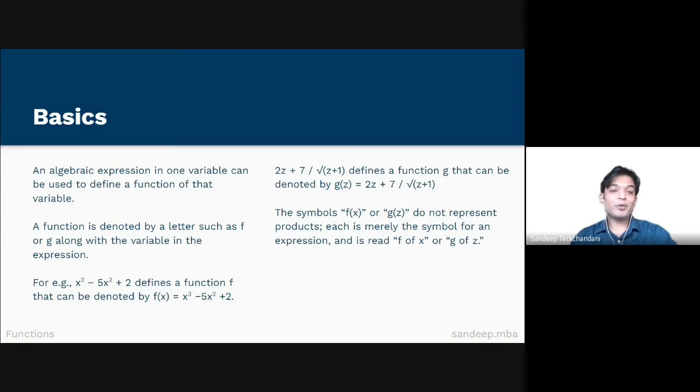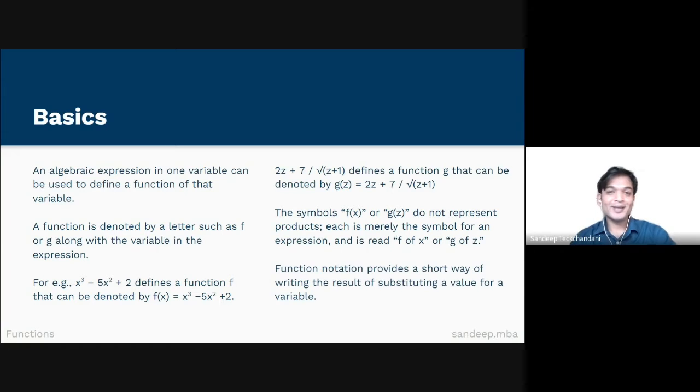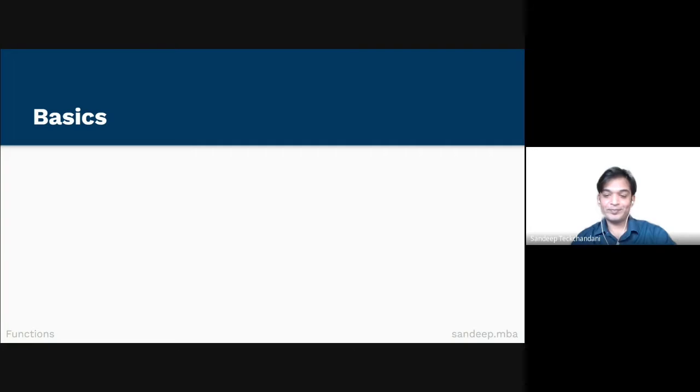Function notation provides a short way of writing the result of substituting a value for a variable. Let me illustrate this with the help of an example. If x is equals to 1 is substituted in x cubed minus 5x squared plus 2, then f of 1 is equals to minus 2. Let me show you how.